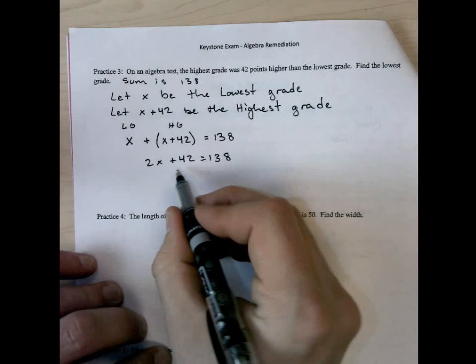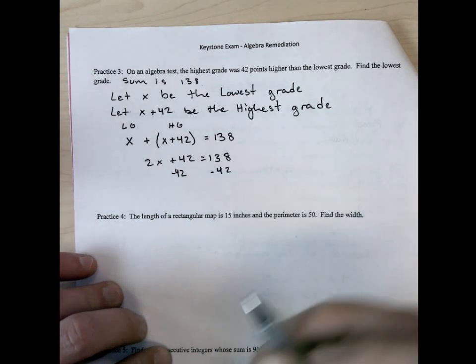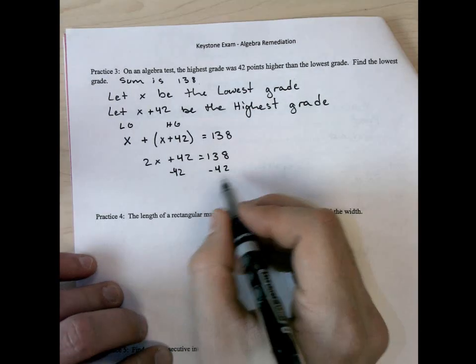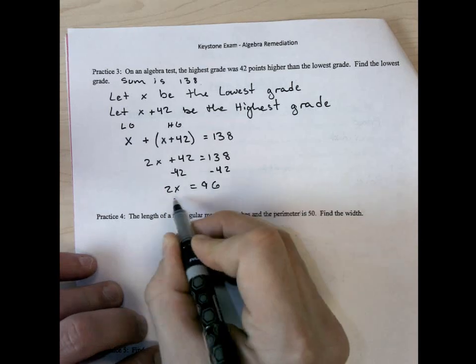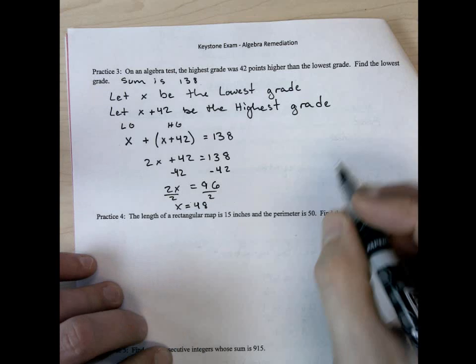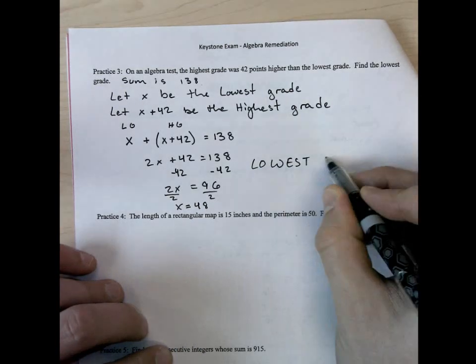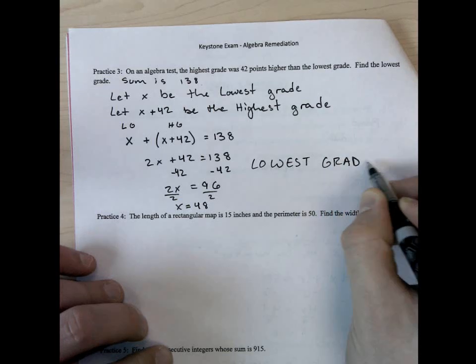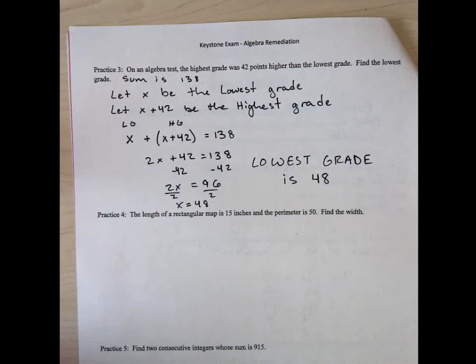Okay, and we are going to go ahead and subtract 42 from both sides. Okay, we subtract 42, we have 2x is equal to 96. Divide by 2, and we get x is equal to 48. So the lowest grade is 48. Okay? Which then in turn we can go ahead and find what the highest grade was by substituting it back in and solving.